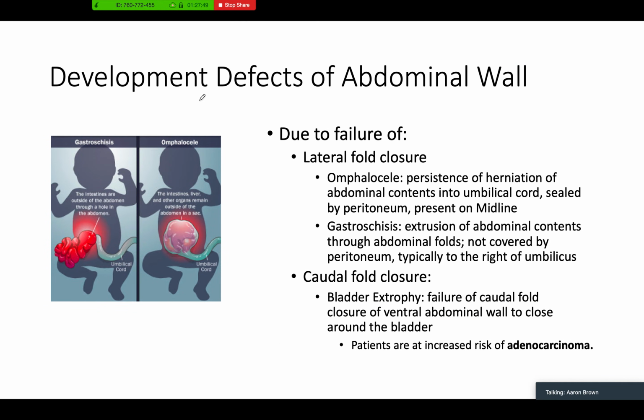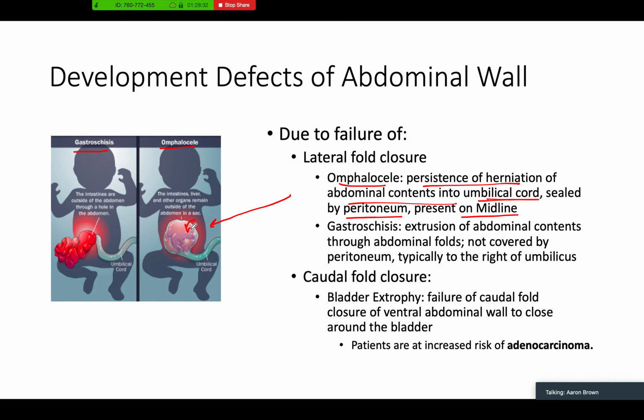So other developmental defect problems with embryology, we have problems of gastroschisis and problems of omphalocele. Omphalocele is when we have a persistence of the abdominal contents into the umbilical cord. And so we're going to see it sealed by peritoneum and present on the midline. If we look at the image here, for omphalocele, we see a bunch of gastric contents, but it's enclosed within a membrane. Okay, it's not open to the air. It is enclosed within a membrane. In addition, it's going to be right at the midline.